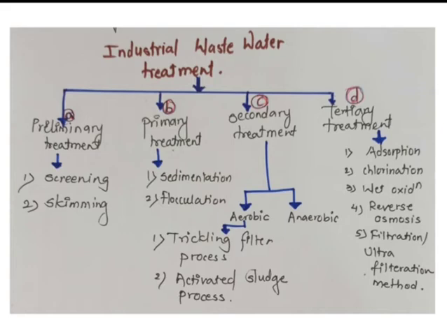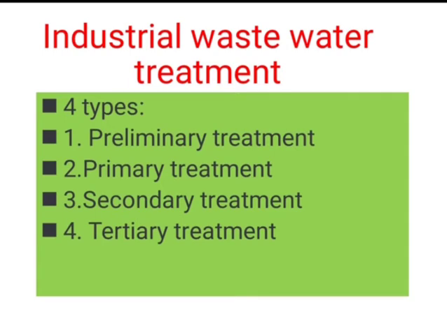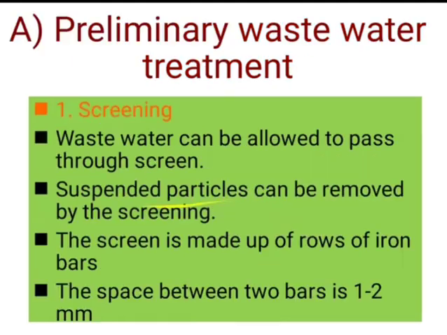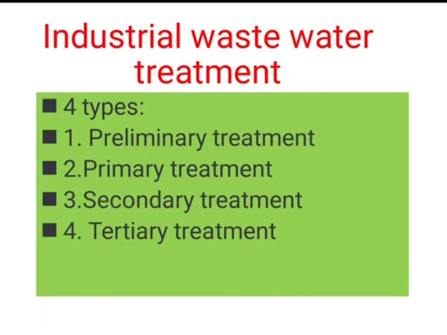Again I am telling you, there are 4 steps or treatment processes included in industrial wastewater treatment: preliminary treatment, primary treatment, secondary treatment and tertiary treatment. So we will start with the first. The first method is the preliminary wastewater treatment. In this, 2 steps are involved, as I have written here: screening and skimming.